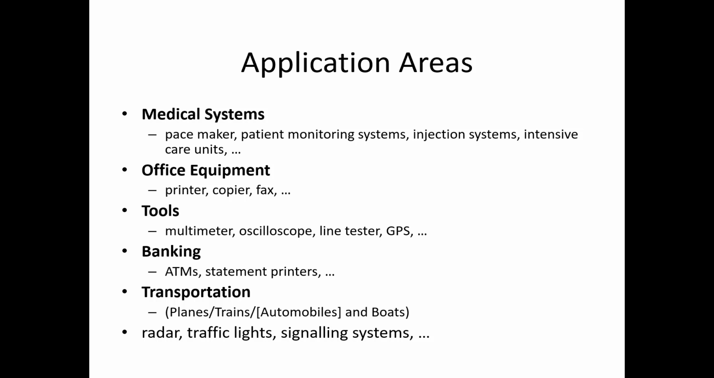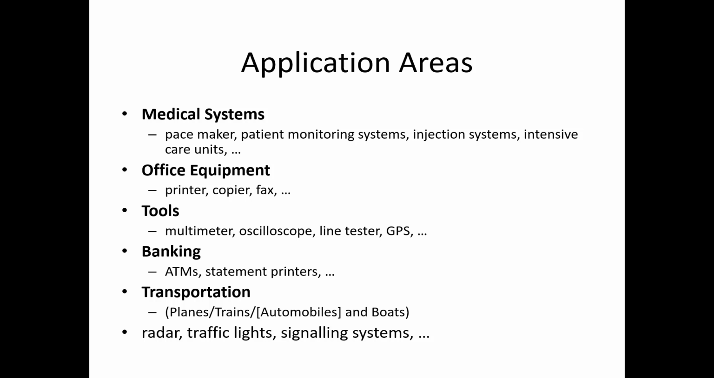Line tester, embedded systems check the integrity and performance of electrical lines and circuits. GPS, they provide real-time location tracking and navigation by processing signals from satellites. As per the banking, we do have a lot as well, like ATMs. Embedded systems handle transactions, user authentication, cash dispensing, and connectivity to banking networks. Statement printers, they print transaction records and account statements, ensuring accurate and timely information for customers.